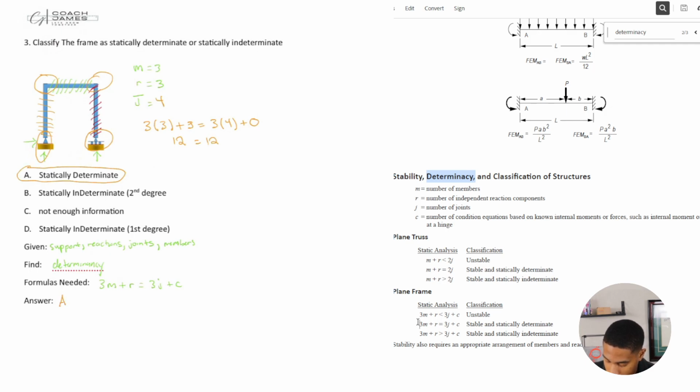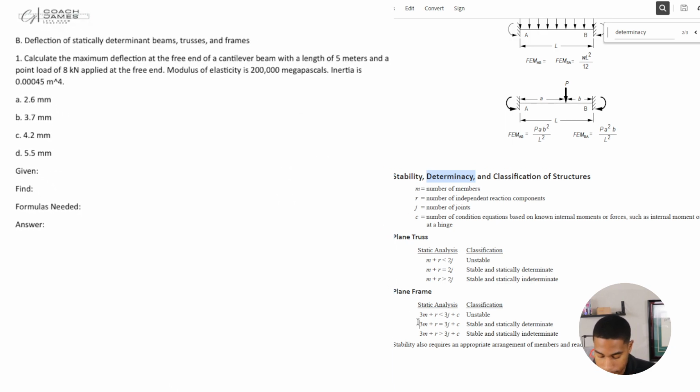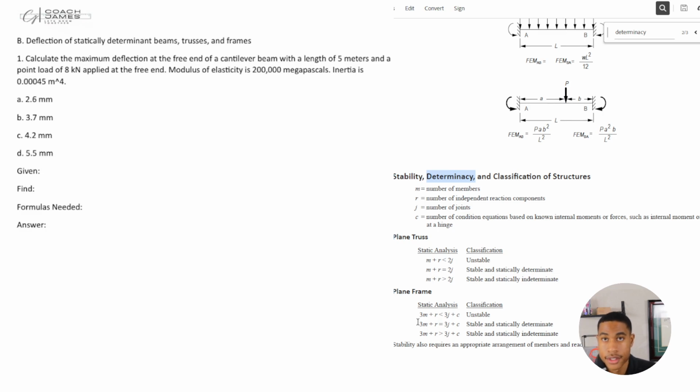Okay. All right, so that concludes the determinacy section for structural engineering. In the next section, we're going to be looking at deflection of statically determinate beams, trusses, and frames. So I'll see you in the next video.